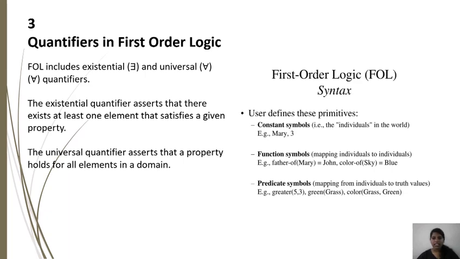First order logic syntax: the user defines these primitives. Constant symbols are the individuals in the world, for example Mary, Tom, Mary and three. Function symbols map individuals to individuals. Example, father of Mary equals John, color of sky equals blue. Predicate symbols are mappings from individuals to truth values. Example, greater of 5, 3, green of grass, color of grass is green.